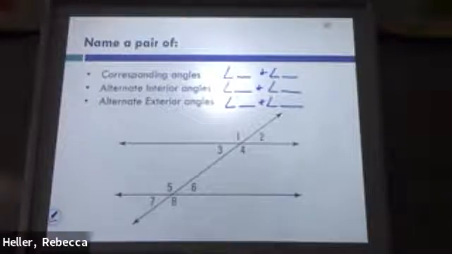So you only need to write down one pair of each. There are more than one, but you only need one. Over to the next page.